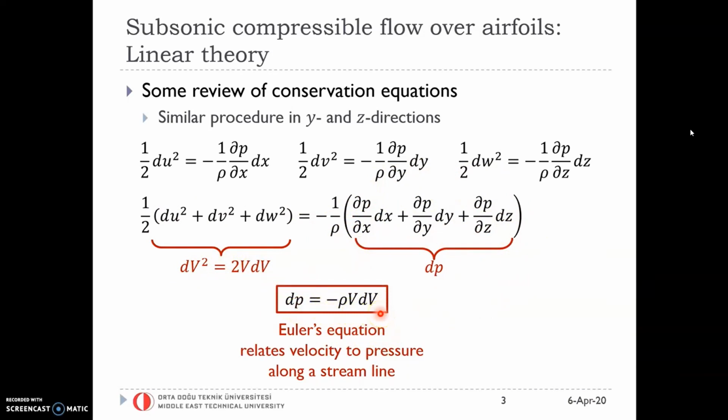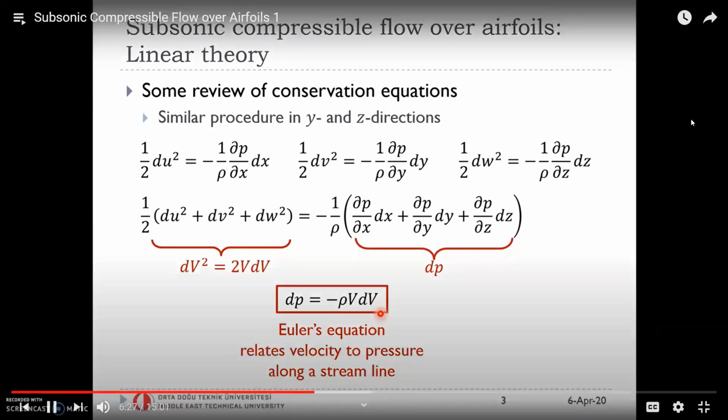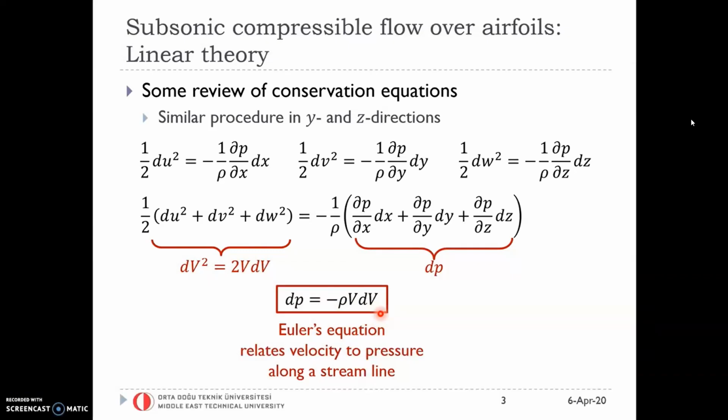Of course, this is under the assumption that the flow is steady, the flow is inviscid, and we neglect body forces. But I haven't told you anything about the flow being compressible or incompressible. For this reason, this equation also holds for compressible flows. Of course, if you also apply the incompressible flow assumption, then you will end up with Bernoulli's equation. The importance of Euler's equation is that it relates velocity to pressure along a streamline.